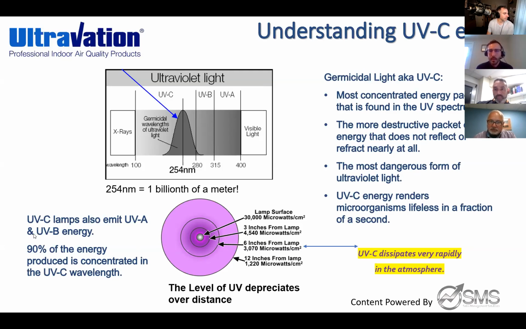So, understanding UVC energy. I'm sure you guys are familiar with this by now, looking at UVC and how popular it's becoming. We're looking at the chart here, at UVC in conjunction with UVB and UVA, and we're showing the potency of UVC on the UV spectrum. It's the most concentrated energy packet found on the UV spectrum, the most destructive packet of energy, which does not reflect or nearly refract at all. It is the most dangerous form of ultraviolet light.